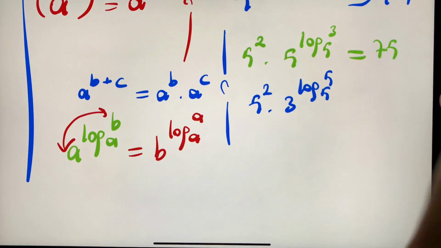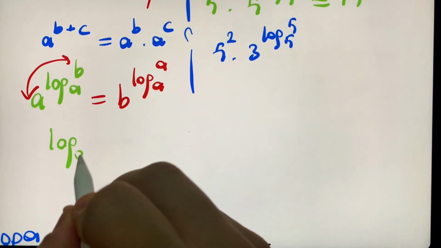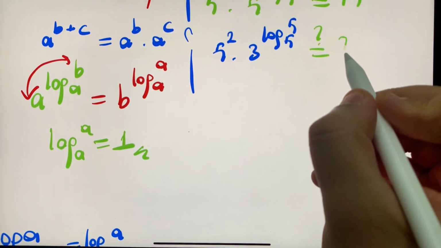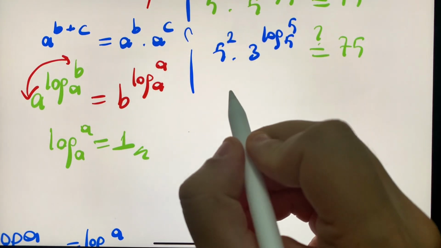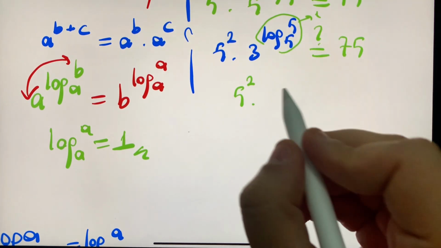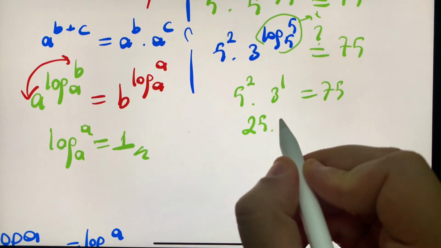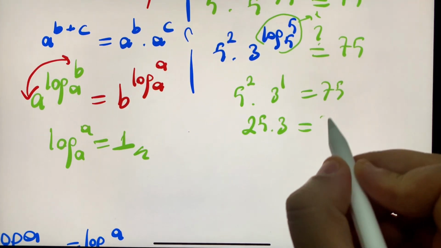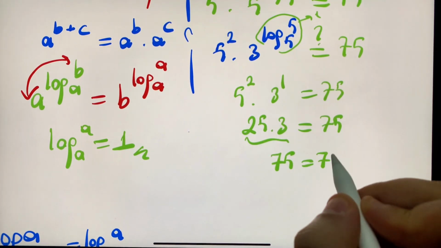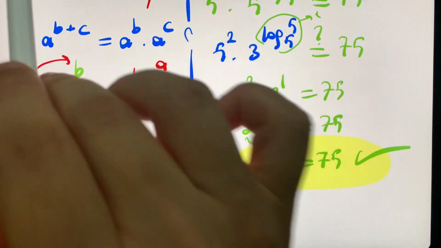Let's consider one other property immediately. What was our other property about logarithm? Logarithm base a of a, what is it equal to, friends? It equals 1. If we continue, what happened here? We said 5 squared times 3 to the 1 is 75. We know 5 squared is 25. 25 times 3 is 75. What will be the result when we multiply these two? 75 is equal to 75. Yes, indeed, we found the right answer.